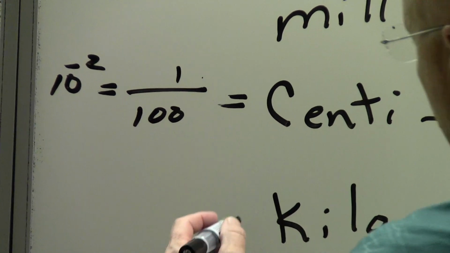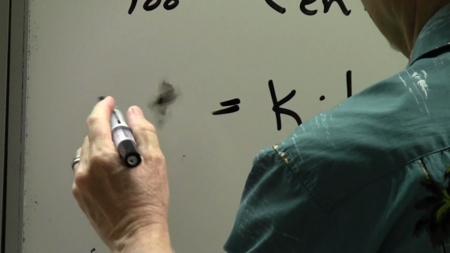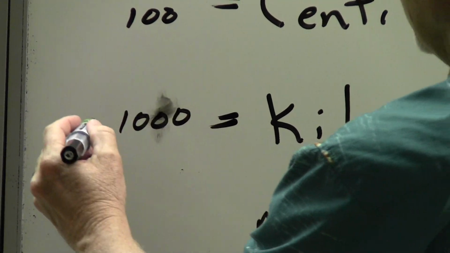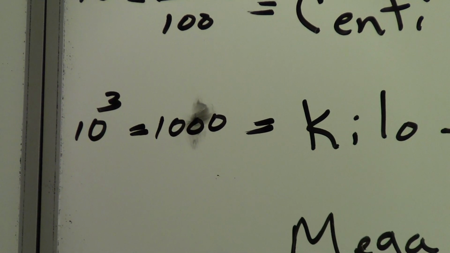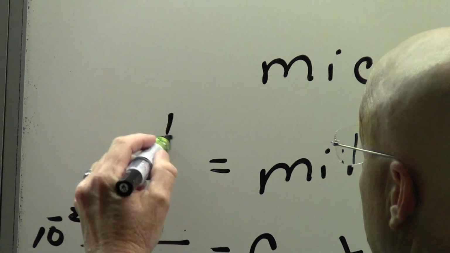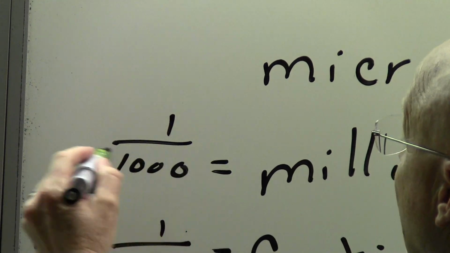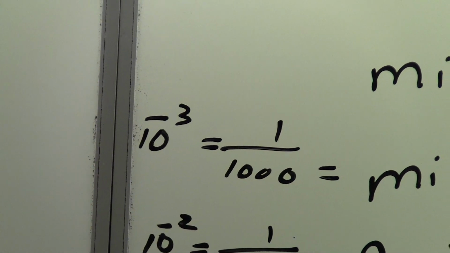What does the word kilo mean? It means 1,000, which if you'll let me, I'll write it as 10 cubed. What does milli mean? 1,000th, which I will write as 10 to the minus 3.